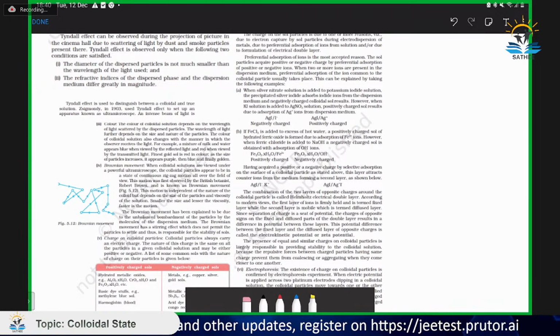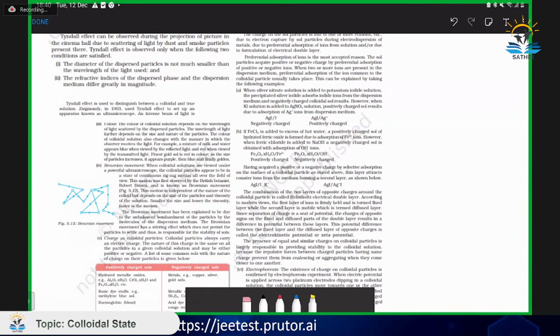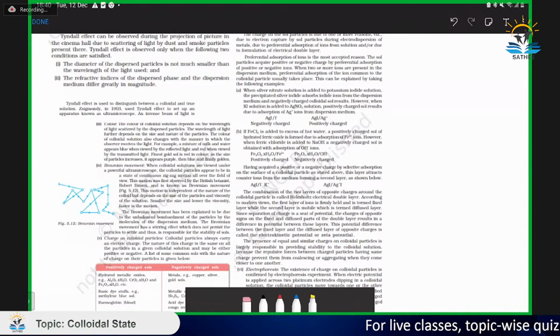The reason for Brownian movement is the unbalanced bombardment of particles by molecules of the dispersion medium. The Brownian movement has a stirring effect which does not permit the particles to settle and thus is responsible for the stability of sols. Because of Brownian movement, there are many applications in the colloidal field, like many applications regarding colloids.